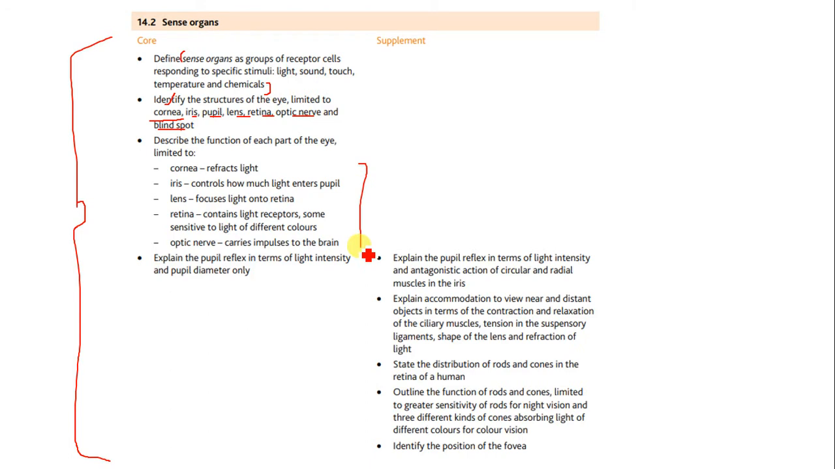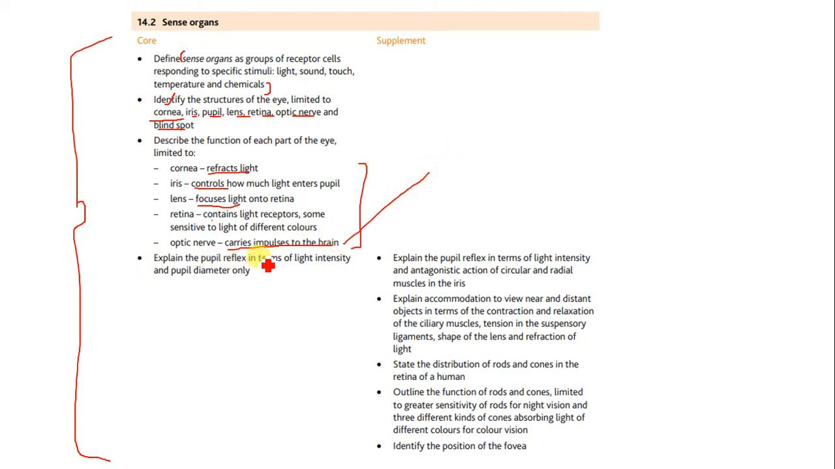The functions of these parts, you are just expected to identify them and also know their function. It's simple. You can see from here, the cornea helps to refract light, iris controls the amount of light that enters into the pupil, and lens focuses light onto the retina. Then the retina itself contains light receptors, majorly the cones and rods, sensitive to light of different colors, that's colored and black and white images. The optic nerves carry impulses to the brain. Take note, not to the spinal cord, to the brain.